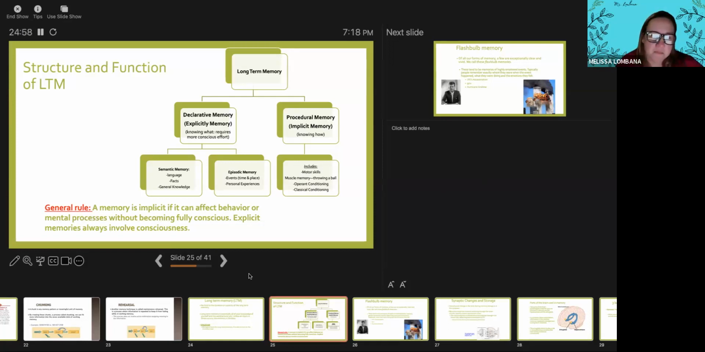All right. And this is a nice little general rule to write down in your notes: implicit is going to affect your behavior or your mental process without much effort. Okay. And then explicit does involve more conscious effort to get it out of there or store it. Okay. And we'll talk about that. We'll use some examples and a lot of activities as we go.